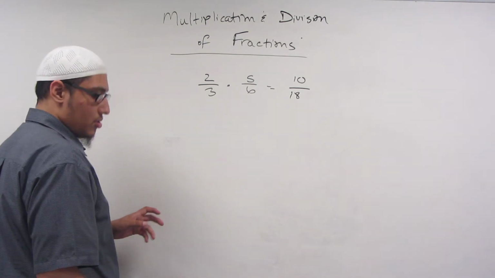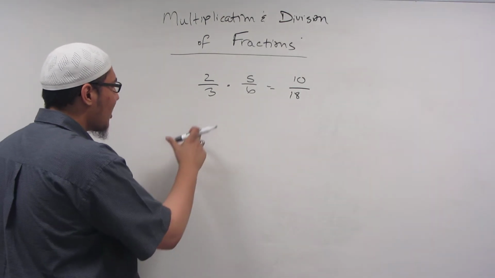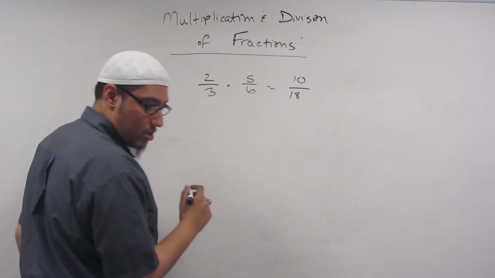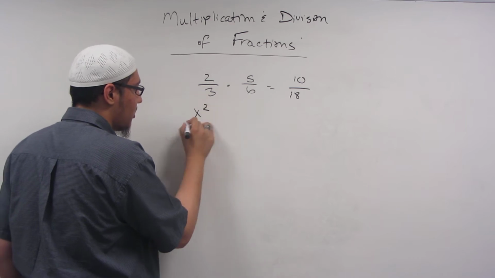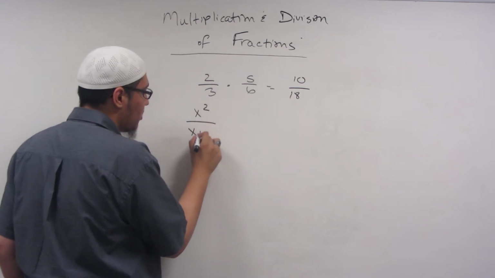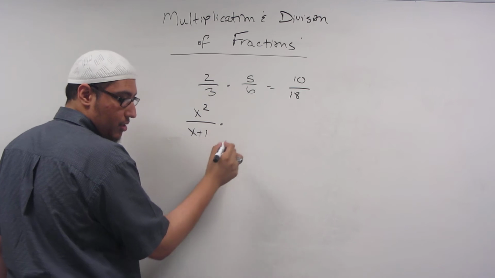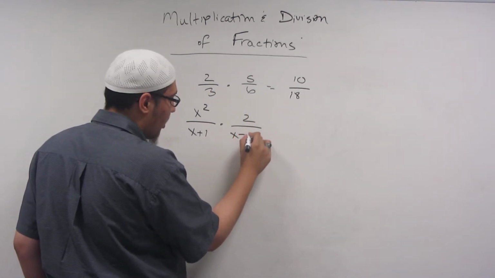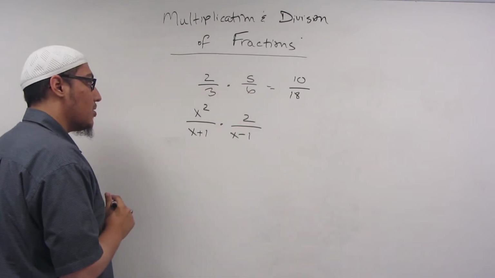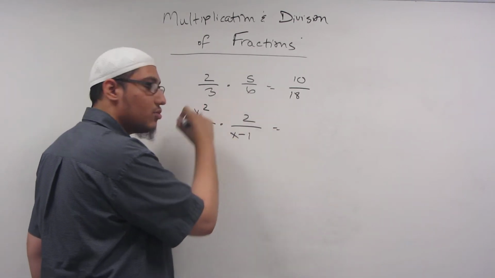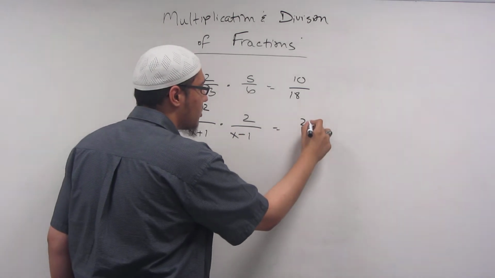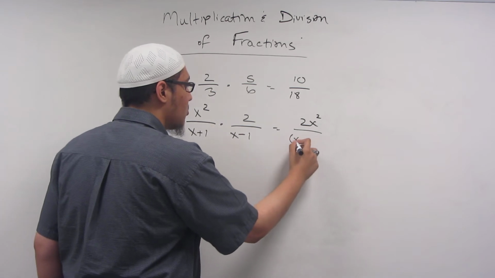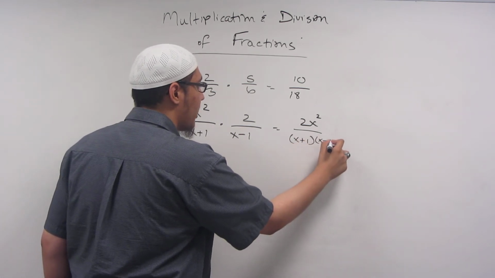All right. Now, because this is just with numbers, let's go into some variable terms. So if we have x squared divided by x plus 1 times 2 divided by x minus 1. Okay, what we can do is simply multiply across. So 2 multiplied with x squared gives us 2x squared. On the bottom we have x plus 1 times x minus 1.